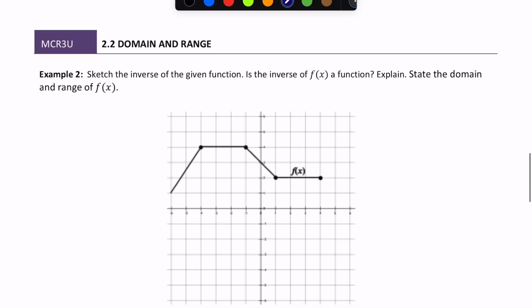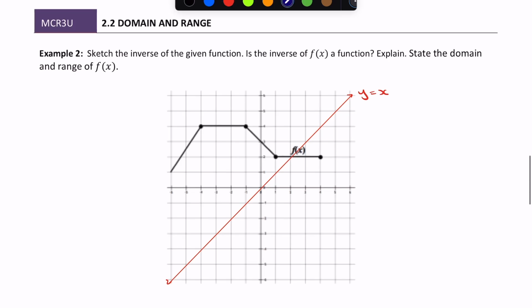Okay, so let's look at this now. It says sketch the inverse of the given function. Is the inverse of f of x a function? Explain. State the domain and range of f of x. So remember, this graph will reflect across the line y is equal to x. Probably the easiest thing to do here is to look at the points and then switch them.